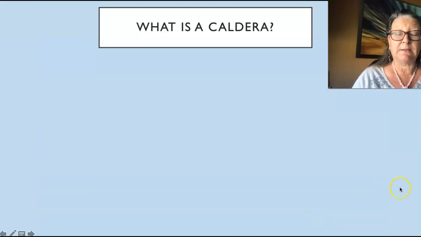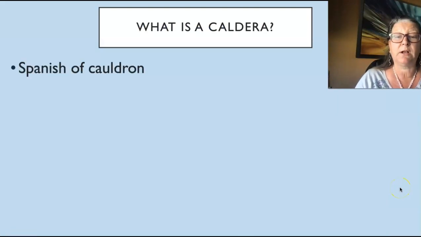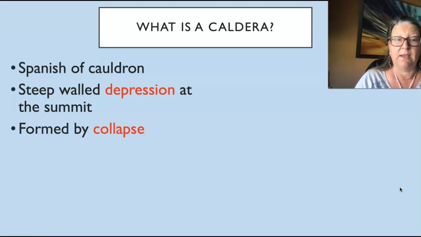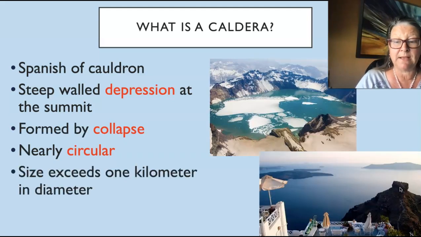Next, we have to talk about something called a caldera. The word caldera is Spanish for cauldron, and it's a deep depression at the summit of a volcano. It's usually formed by collapse. It's nearly circular, and it tends to exceed a kilometer in diameter. Here's a caldera in Alaska. So the volcano is here, and then here this has been filled with water.